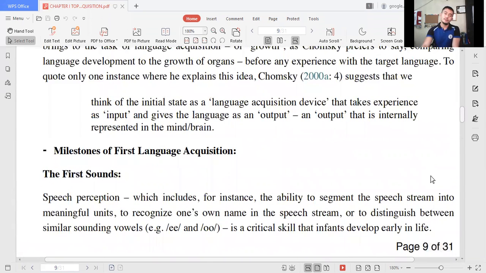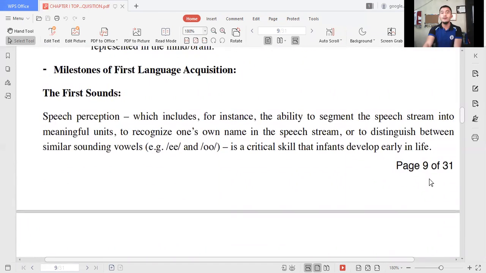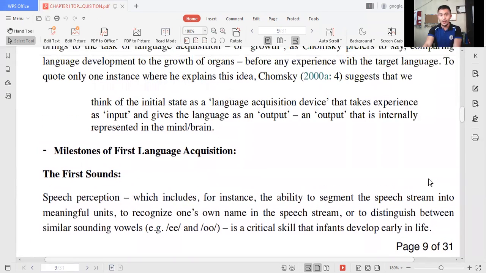Now, also understand the milestones of first language acquisition, how the learners learn the first sounds. Again, this is part of the child's brain development, which is vital in the language development of a child, because communication is always there. Communication is part of our survival, for us to express our thoughts, our opinions, and our needs.